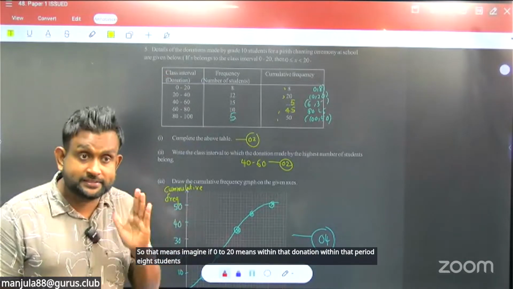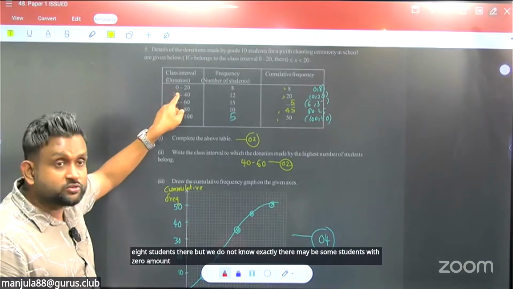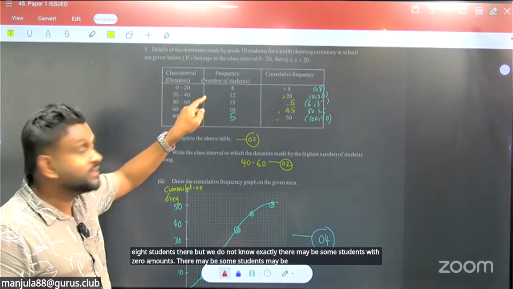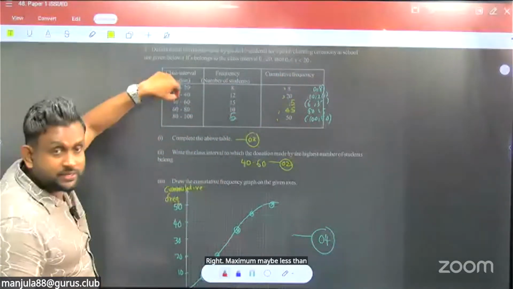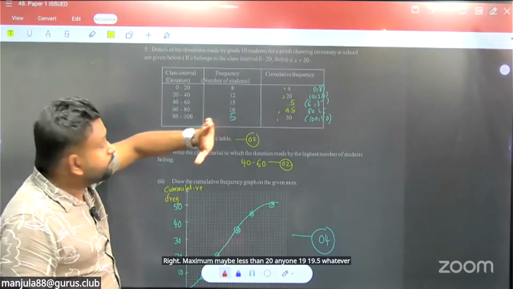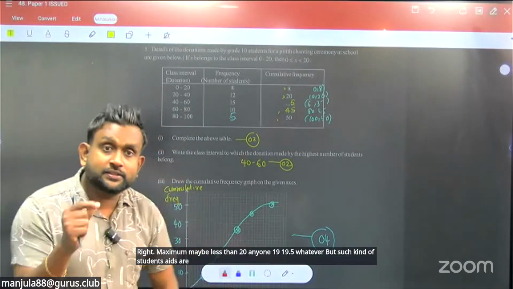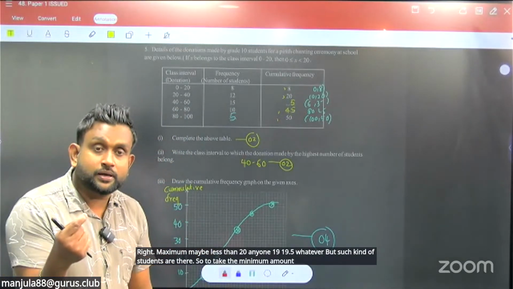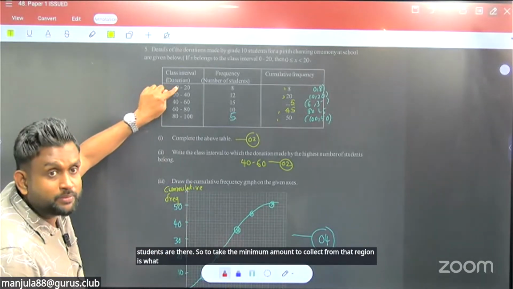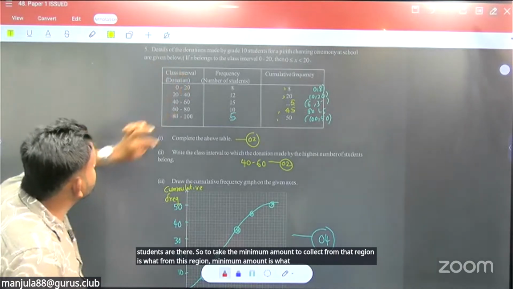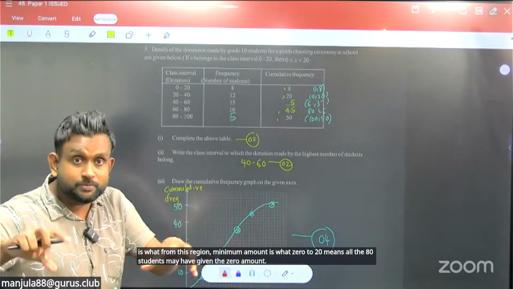But we do not know exactly. There may be some students with 0 amounts. There may be some students with maybe 5, 10, 8, 20. The maximum may be less than 20, say 19 or 19.5, whatever. But such students are there. So to take the minimum amount collected from this region, what is it? From this region, the minimum amount is what? 0 to 20 means all the 8 students may have given the 0 amount. That means nothing given.